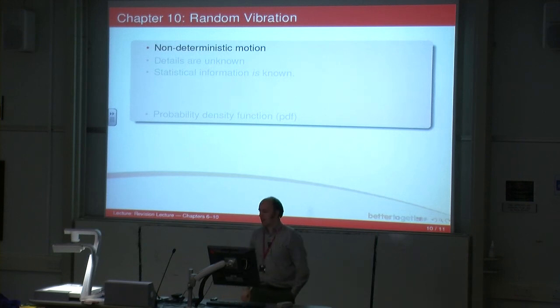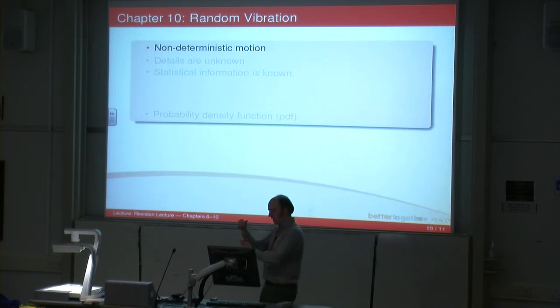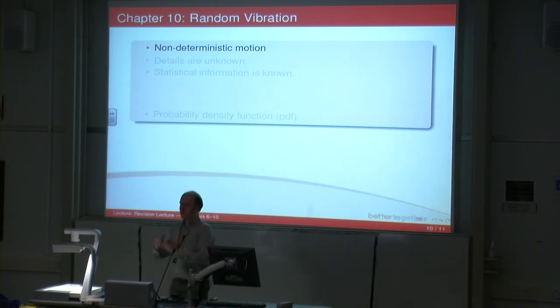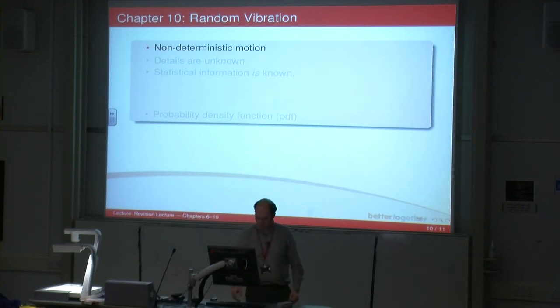Chapter 10 introduced random vibration. Okay, so random vibration is also known as non-deterministic vibration, because basically, deterministic means we know the displacement, and from the displacement and the time we can work out the velocity, and from the velocity and the time we can work out acceleration. So you know everything about it, you can determine everything about it. Random vibration, you can't do so, okay? It's random, that's the whole idea.